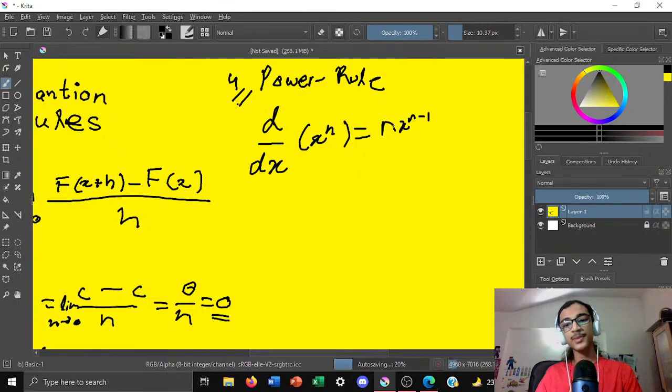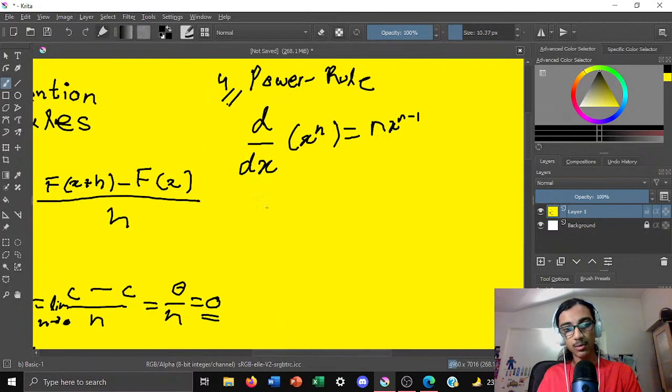So this rule, n x to the power n minus 1, works for everything. It works for fractional and negative powers, right? It's very useful, we use it all the time, and what we want to do right now is prove it, right? And this proof is going to be a bit more interesting and also a bit more difficult than the proofs that I've shown you so far, but hopefully we can get through it unscathed.